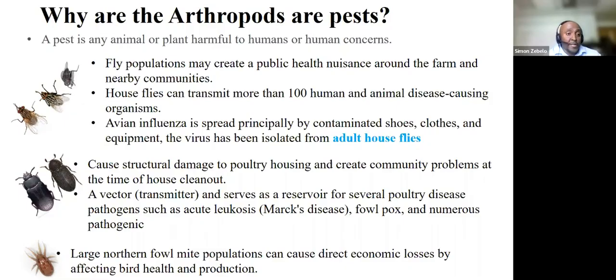This is a very serious pest of poultry production, especially in breeding houses where they have very close bird-to-bird contact. These insects are really important. But we are talking about pests here, okay?